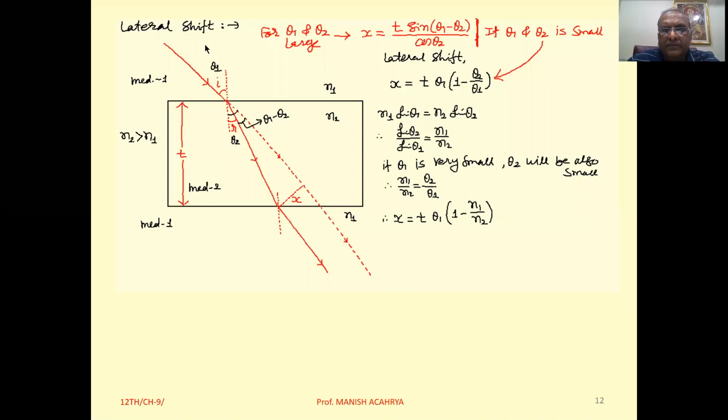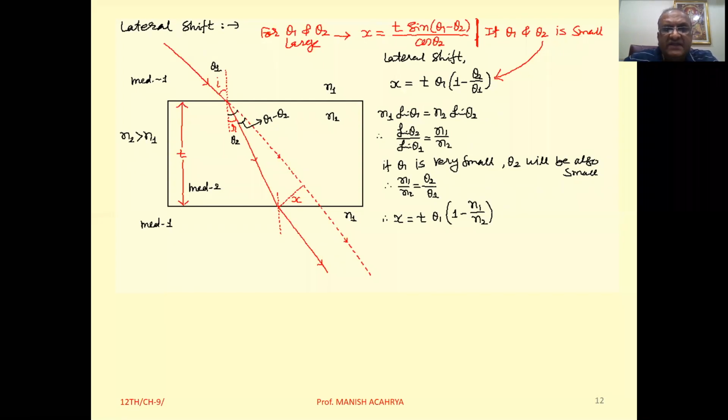Lateral shift. Lateral shift means what? See, if the light ray is propagating in medium number 1 and then it propagates in medium number 2, and again after leaving medium number 2 it propagates in the same medium 1, then in this particular case the direction of the propagation of the ray remains the same, but it is slightly shifted. That is called lateral shift.